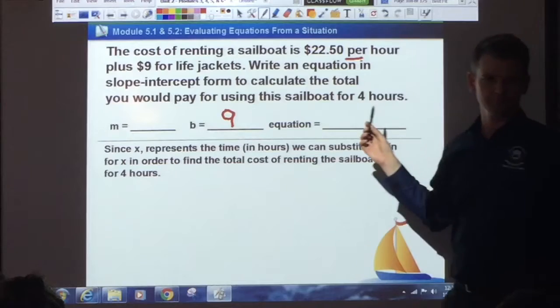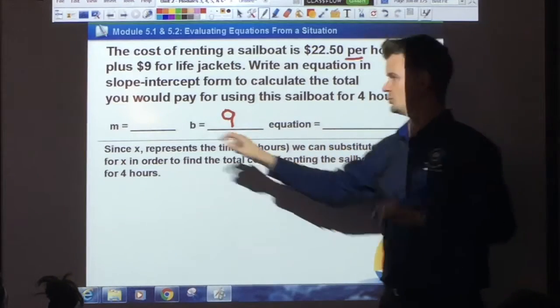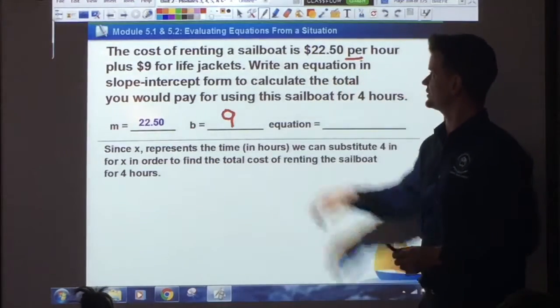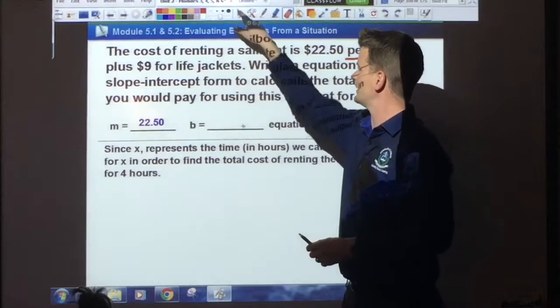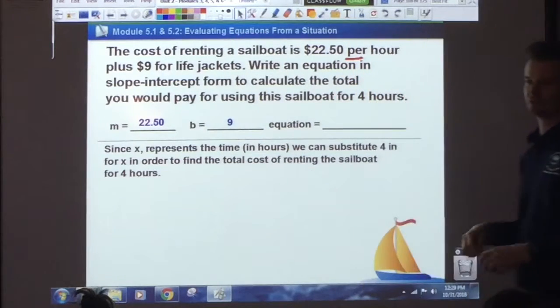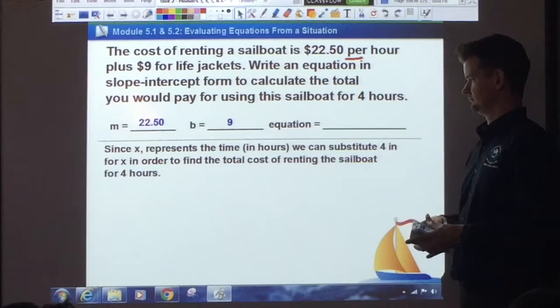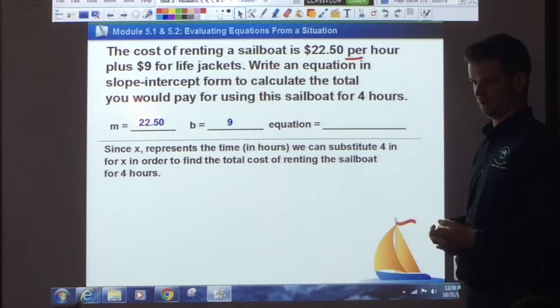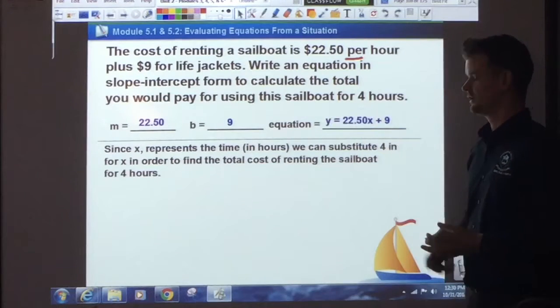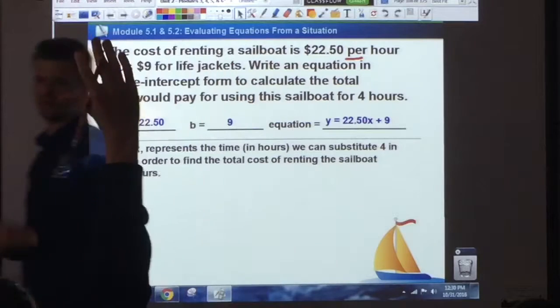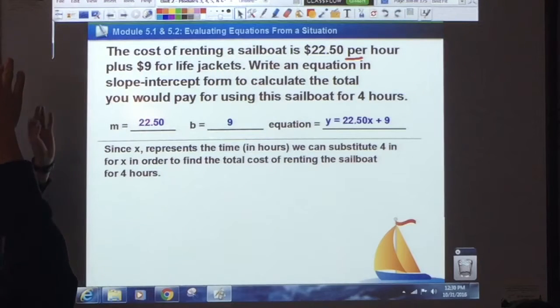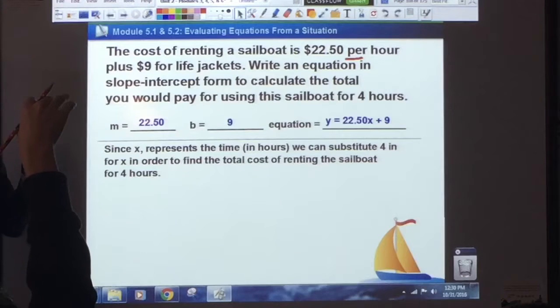Then what's my slope? 22.5. So I have my slope, and I have my y-intercept. And then I can write an equation. What's my equation? Y equals 22.5x plus 9. Perfect. The last thing is, though, you must evaluate it using the sailboat for 4 hours.